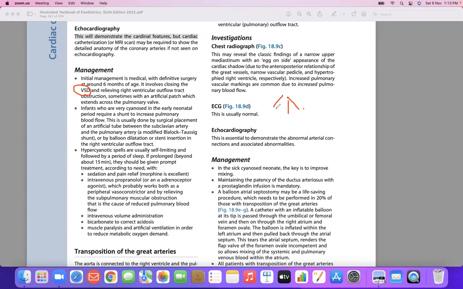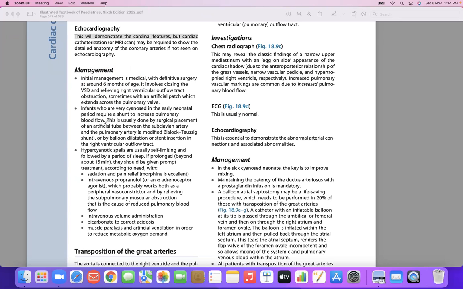Usually there is no problem in the pulmonary valve here. The problem is below the valve, which is the muscular defect. So what they are doing is relieving the right ventricular outflow tract obstruction, sometimes with an artificial patch which extends across the pulmonary valve. So they put an artificial patch, and it can extend across the pulmonary valve, but they will relieve this muscular obstruction present below the pulmonary valve. Okay, so you should know only that surgery will be done and you will refer to the cardiologist, and definitive surgery is at 6 months of age.